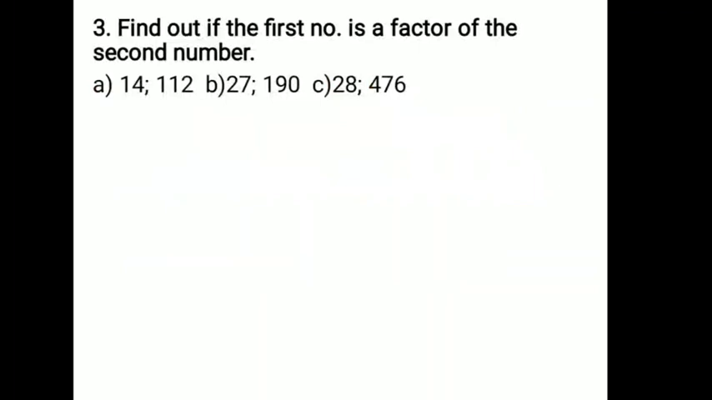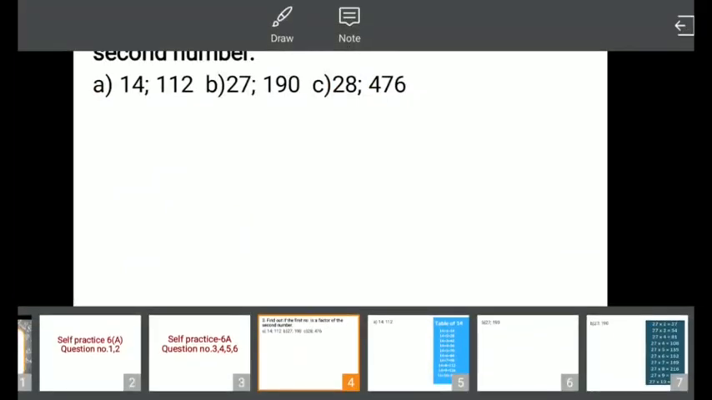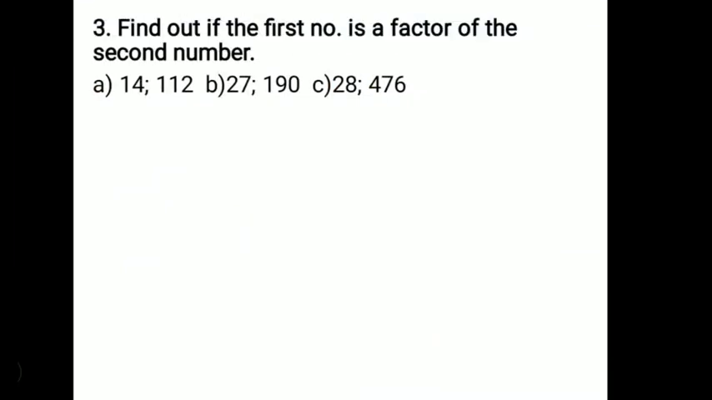It states: find out if the first number is a factor of the second number. So to solve this, let us choose the pen here. You have to decide whether the first number is a factor of the second number or not. And similarly the third one, whether 28 is a factor of 476 or not. In order to solve this, you need knowledge of multiplication, because using the multiplication or division concept we are going to solve this.